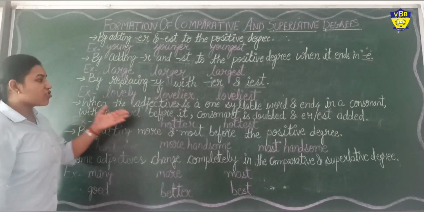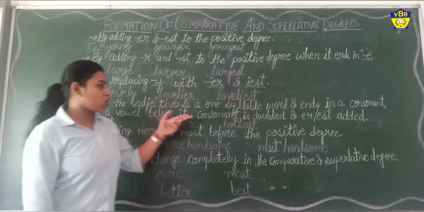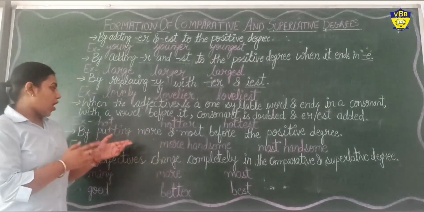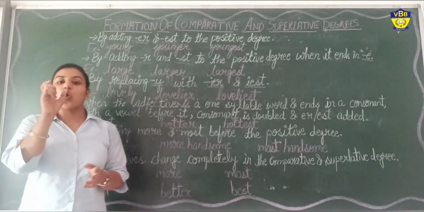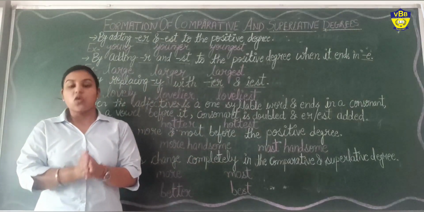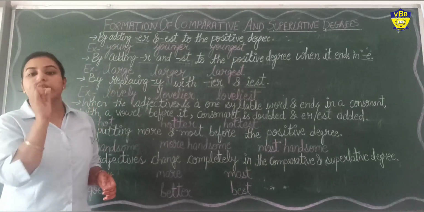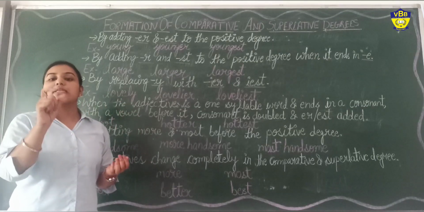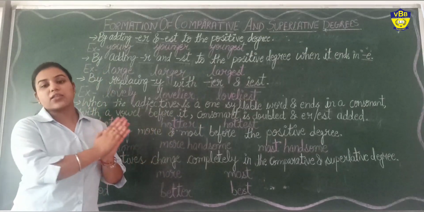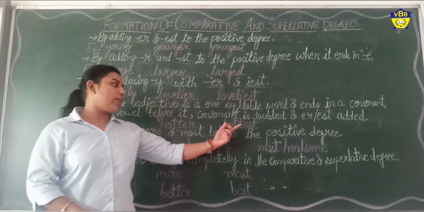Now, when the adjective is a one syllable word and ends in a consonant with a vowel before it, the consonant is doubled and ER or EST is added. See, if a word is ending with a consonant and a vowel is also placed before that consonant, so what do we have to do? We just have to repeat that last consonant letter, and after repeating that last consonant letter, we have to add ER or EST to that particular word. Then we will get the comparative degree word and superlative degree word.